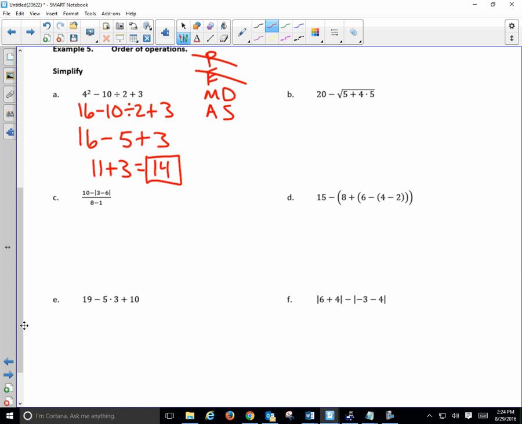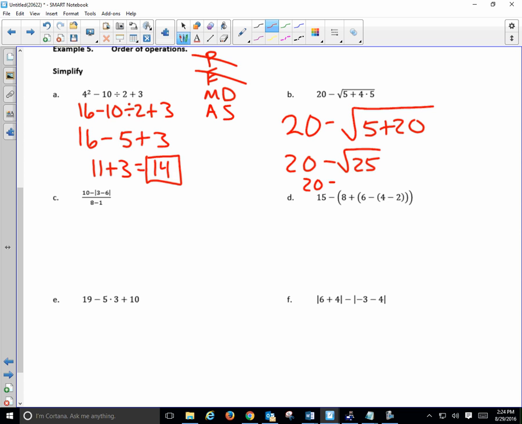There are different forms of grouping symbols. So you may say parentheses. Parentheses also include things like this. A radical is a form of grouping symbols. So we have 20 minus the square root of, what do I do first on the inside? Yeah, I do the 4 times the 5. So I have 5 plus 20. So I have 20 minus the square root of 25. Square root of 25 is? Answer is 15. You should always write something down for each step.